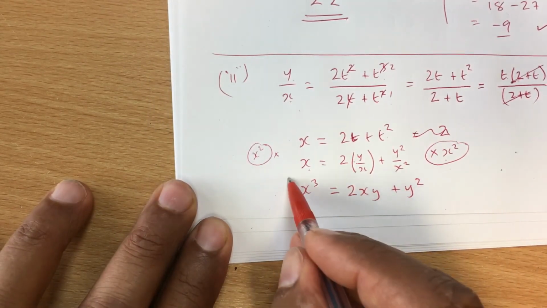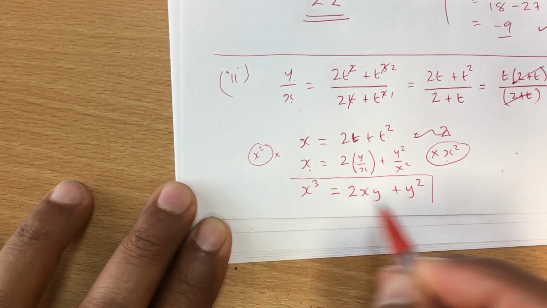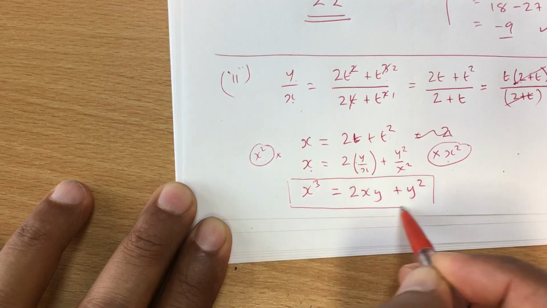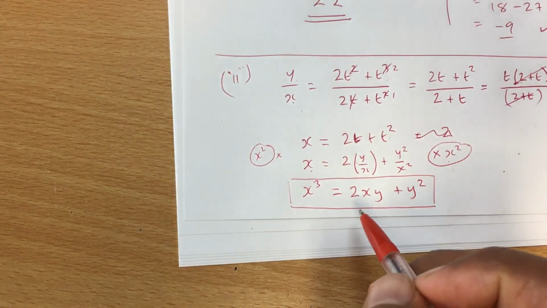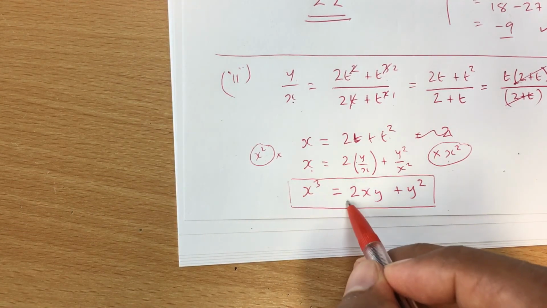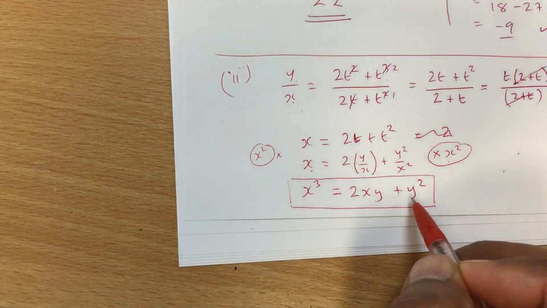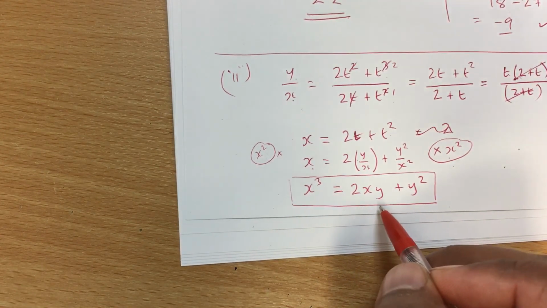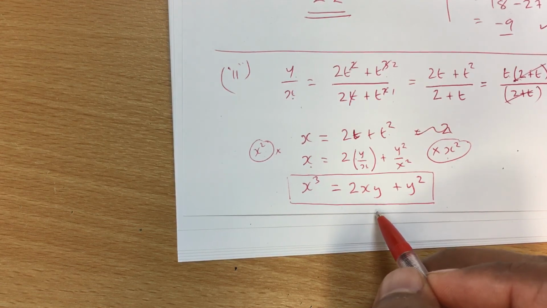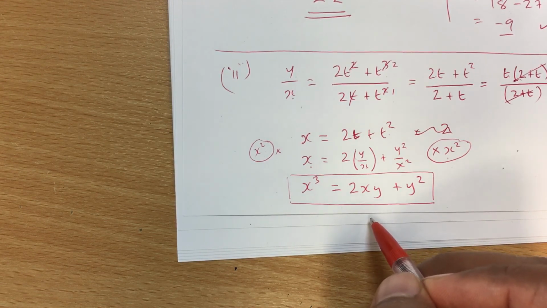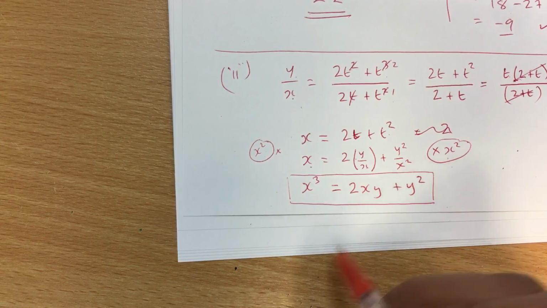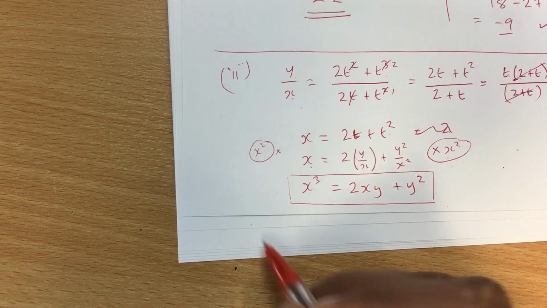So I end up with this function, which has no fractions in it: x cubed equals 2xy plus y squared. Just double checking it doesn't want everything on one side. No, all it says is give your answer in Cartesian form not involving fractions, and that will be adequate. Okay.